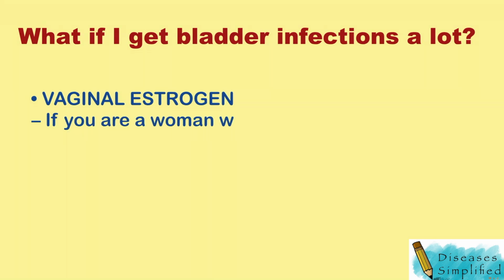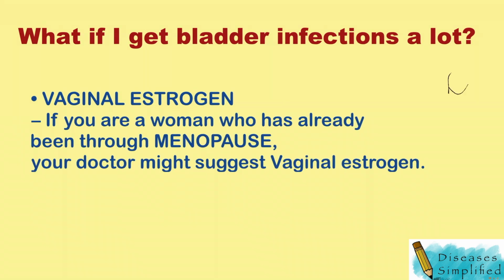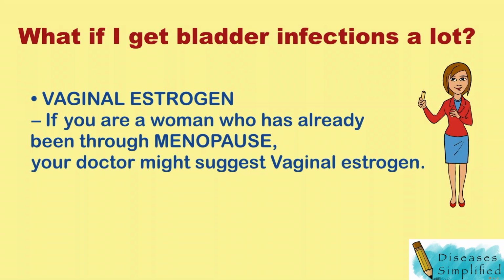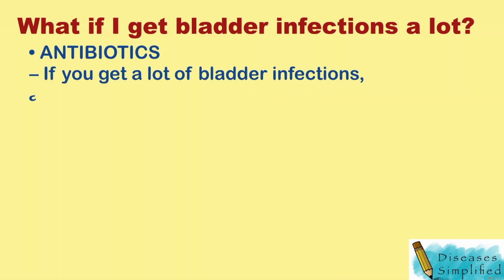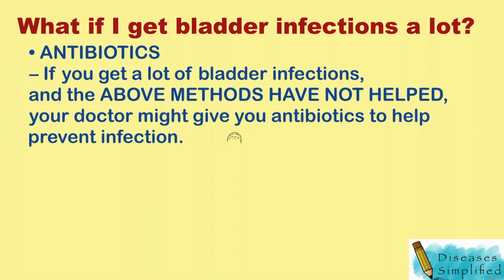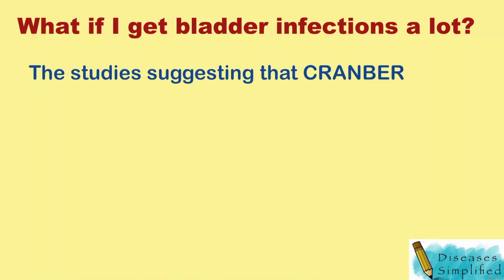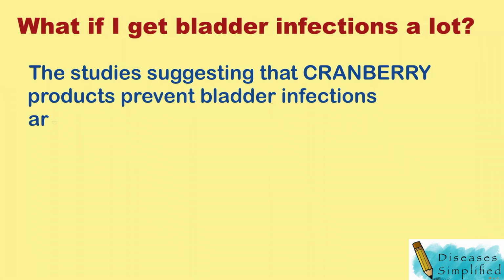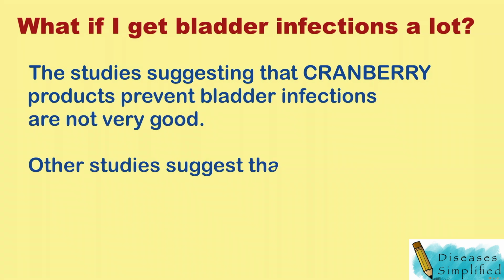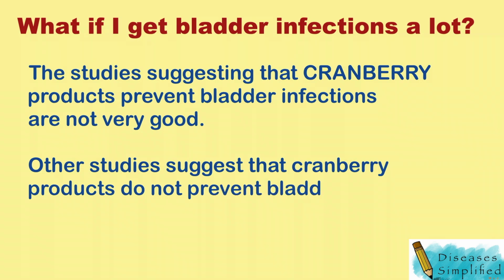If you are a woman who has already been through menopause, your doctor might suggest vaginal estrogen. If you get a lot of bladder infections and the above methods have not helped, your doctor might give you antibiotics to help prevent infection. The studies suggesting that cranberry products prevent bladder infections are not very good. Other studies suggest that cranberry products do not prevent bladder infections.